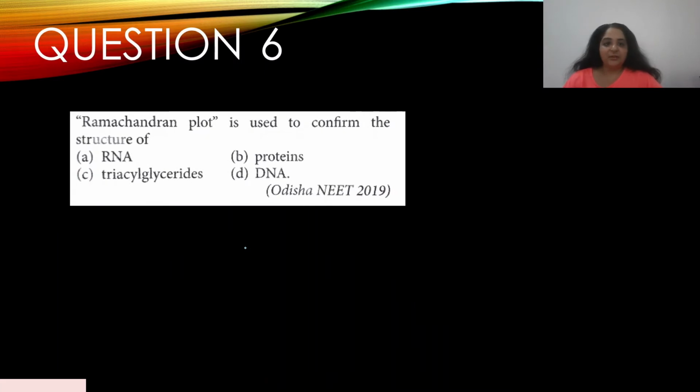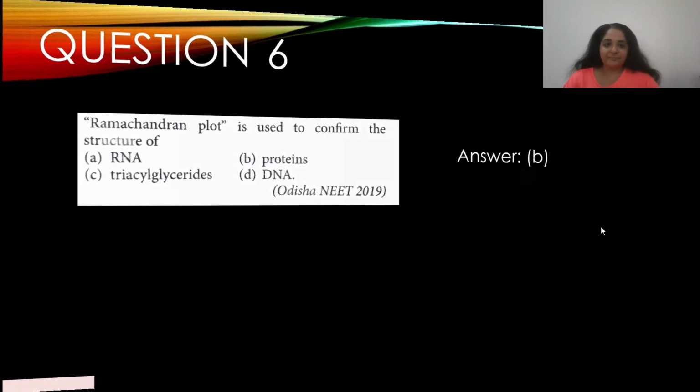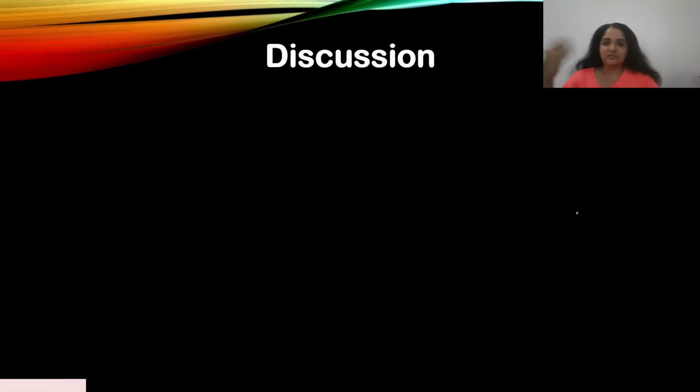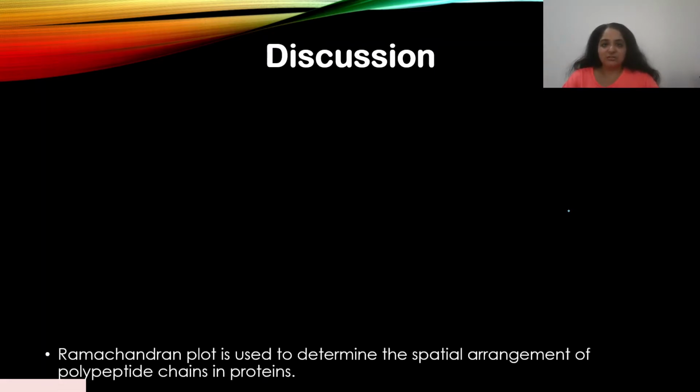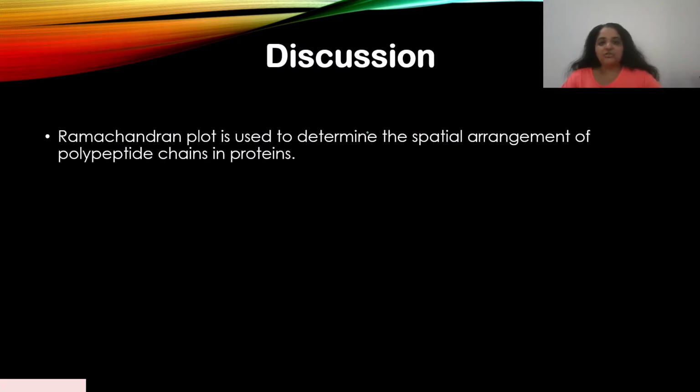Question number 6. A Ramachandran plot is used to confirm the structure of A. RNA, B. proteins, C. triacylglycerides, and D. DNA. It appeared in 2019. So Ramachandran plot, if you are not aware, is something that you will probably study later on in college. It is used to confirm the structure of proteins. All right, answer is B. So remember this as a fact because this is something that you study in college, maybe not really mentioned much at school level. Ramachandran plot is used to determine the spatial arrangement of polypeptide chains in proteins.